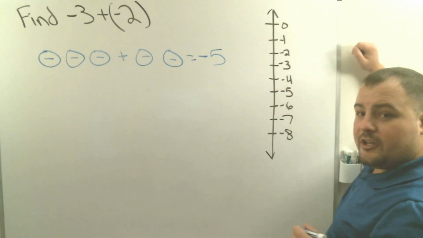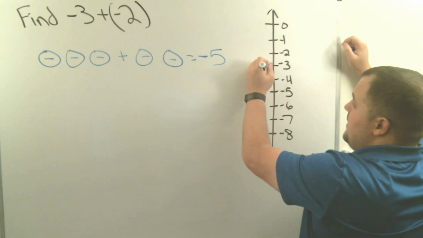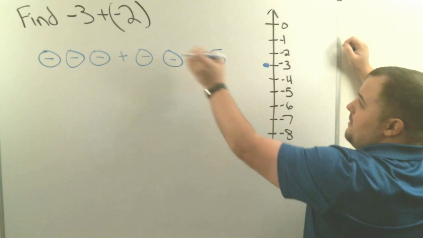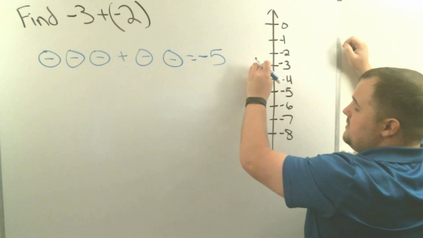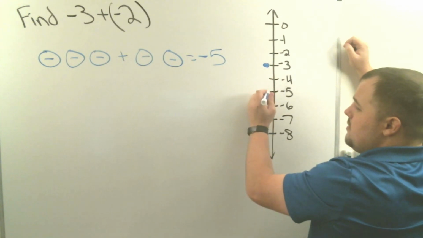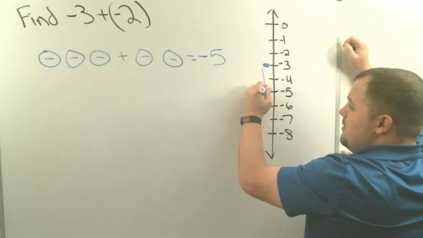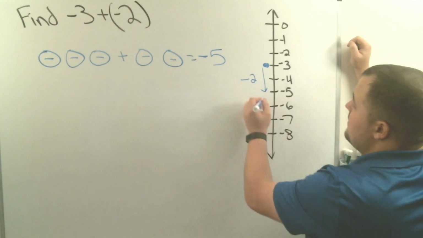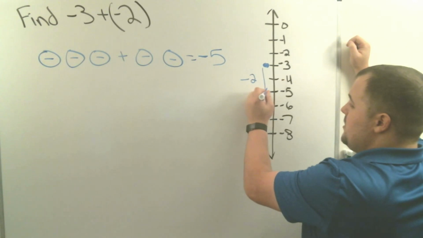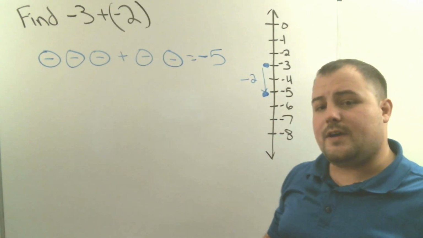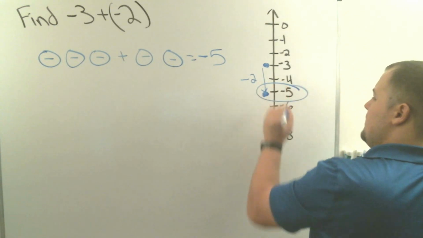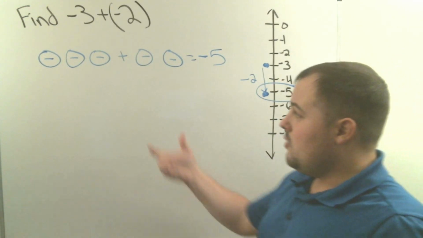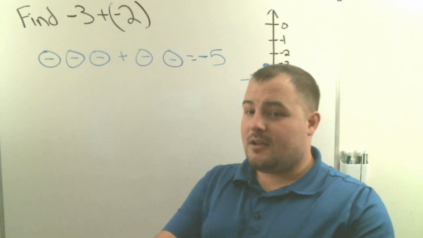We could also show it on a number line. Negative 3 would be right here. And if I'm at negative 3 and I'm going to add negative 2 more, I'm going to go down 2 more. 1, 2. So if I go down 2 more, that's going to bring me to negative 5. So a negative 3 take away 2 more would bring me to negative 5. So my answer would be negative 5 in this piece. So we can show it on a number line, or we can draw it out in a picture.